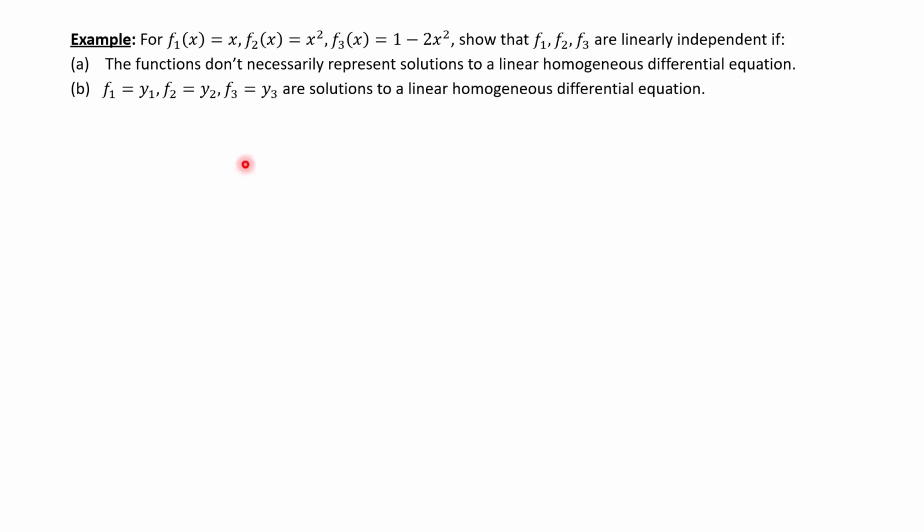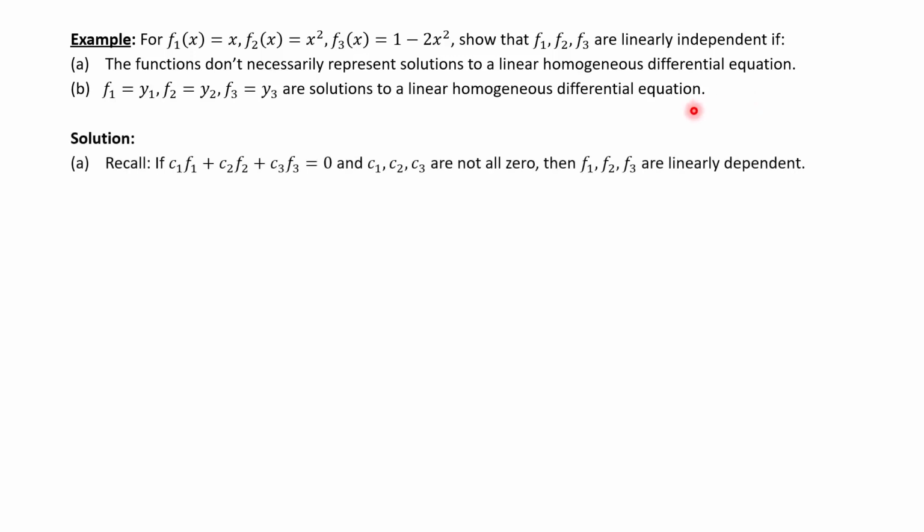Okay, so let's try out this example. We're given 3 functions, f1, f2, and f3, and we want to show that they are linearly independent. And we're going to do this 2 ways. We're going to do part A if the functions don't necessarily represent solutions to a linear homogeneous differential equation, and part B by claiming that they do actually represent solutions to a linear homogeneous differential equation. So we've talked about linear independence and dependence in the past, so we are relying on some things we've learned previously to be able to keep talking about this.